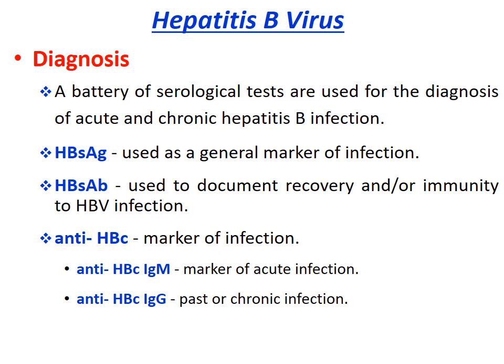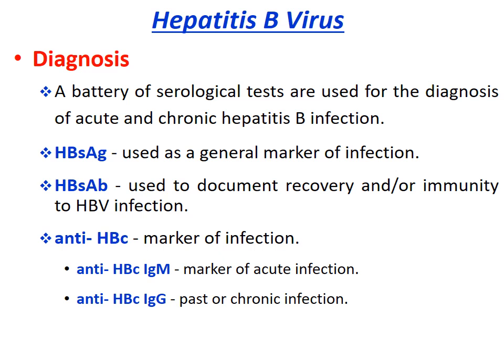Diagnosis of the hepatitis B virus. A series of serological tests are used for the diagnosis of acute and chronic hepatitis B infection. The hepatitis B surface antigen is used as a general marker of the infection. Hepatitis B surface antibodies are used to document recovery and or immunity to the HBV infection.